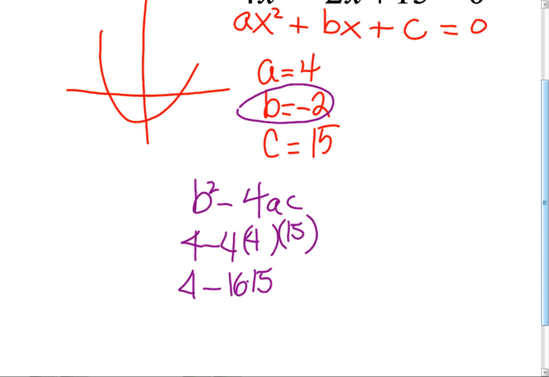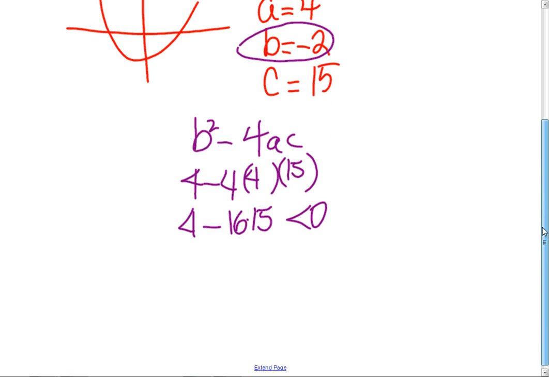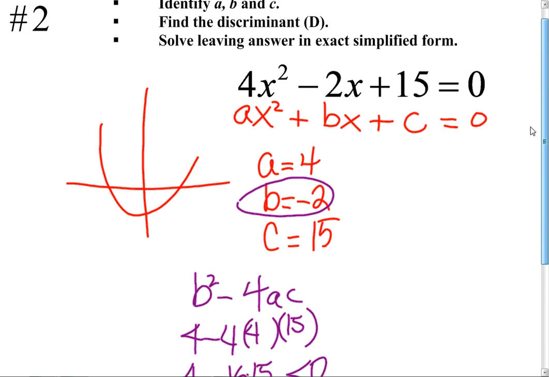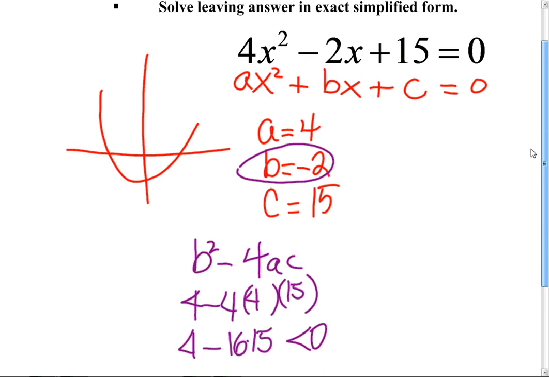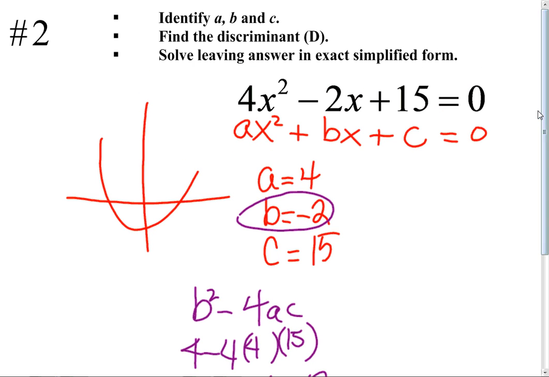No. Remember what happens when you square root a negative number? This is less than 0. It doesn't work. So it has no solutions. I don't like this example. So you can't even apply the quadratic formula because the discriminant is negative, and you can't do that.